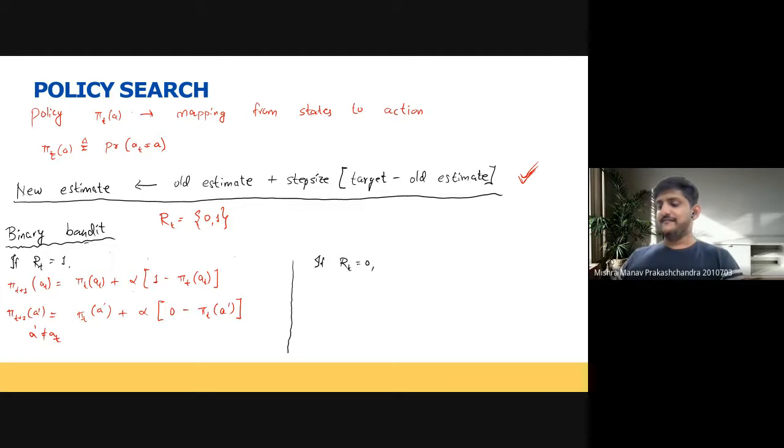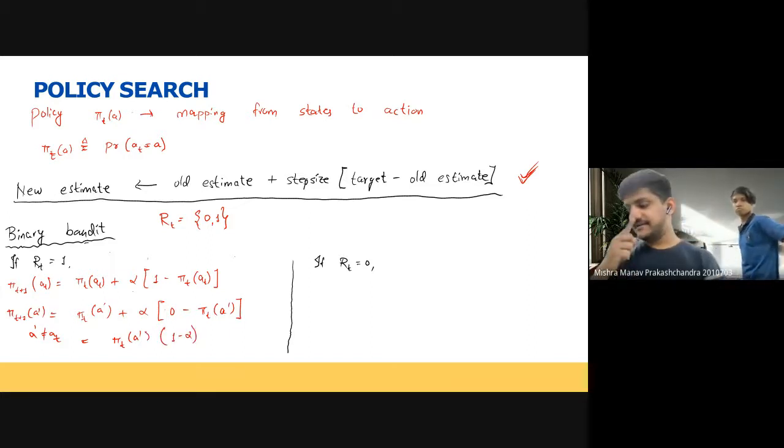So the update looks like this. For the selected arm, my target is that the probability of getting reward 1 is 1, and for the others the probability of getting a reward of 1 is 0. Okay, so this simplifies to this quantity here. So this is for r t equal to 1.